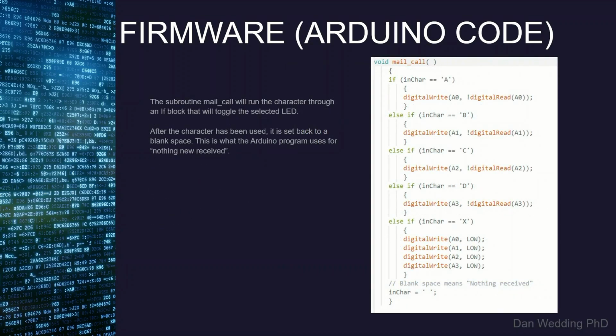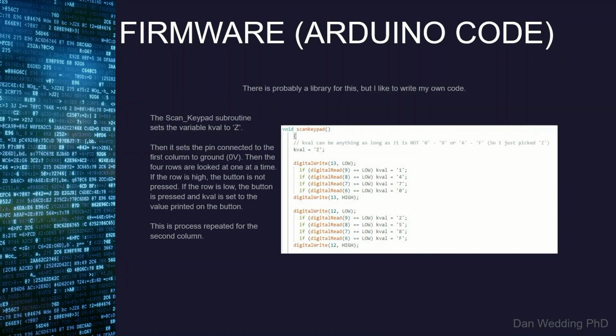The subroutine mailcall will run the character through an if block that will toggle the selected LED. After the character has been used, it is set back to a blank space. This is what the Arduino program uses for nothing new received. There's probably a library for this, but I like to write my own code.